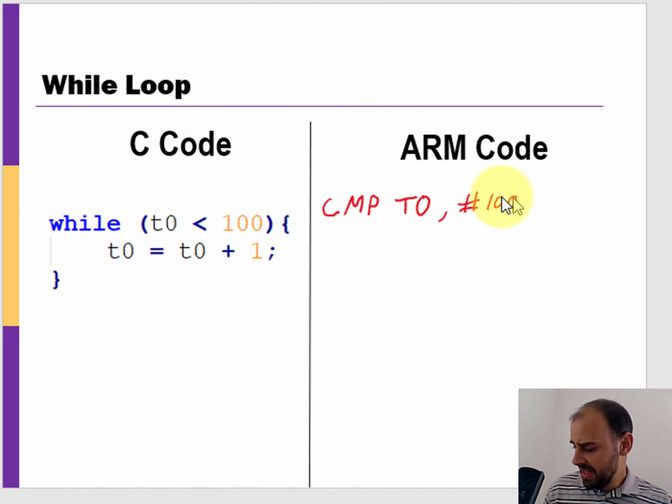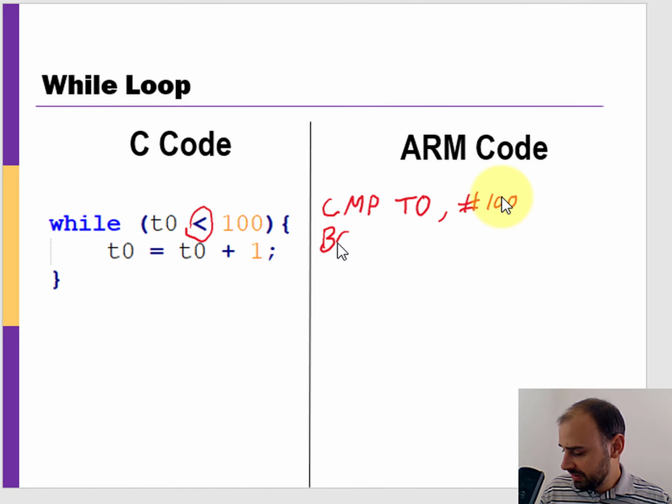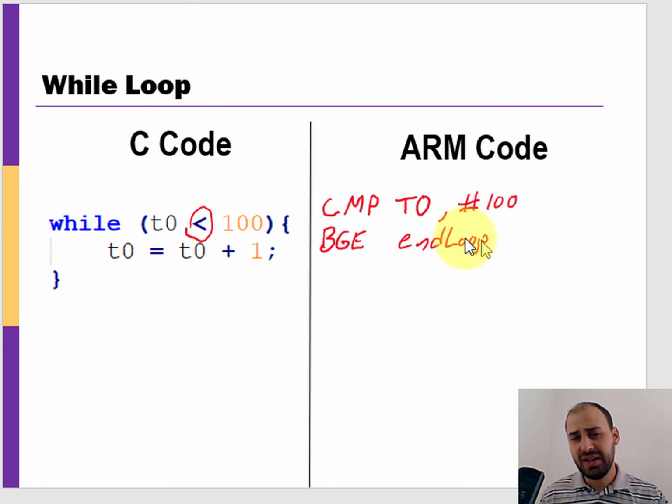And then because this is a less than, we are going to do a branch greater than or equal to determine if we're going to end the loop. Think about what we're doing: we're comparing T0 to 100, and if T0 is greater than or equal to 100, we're leaving the loop. If it's less than 100, we want to enter the loop body.